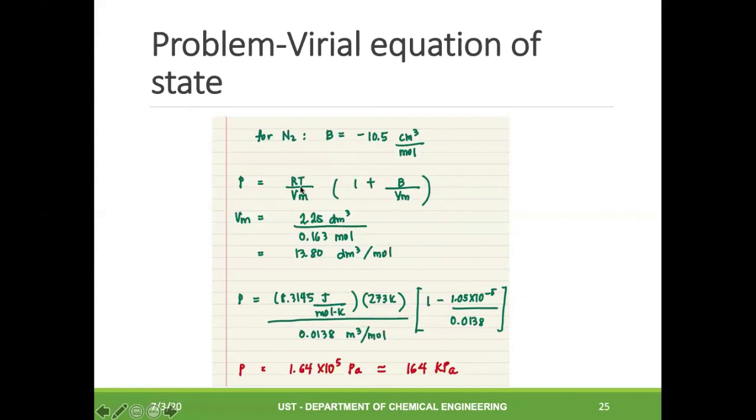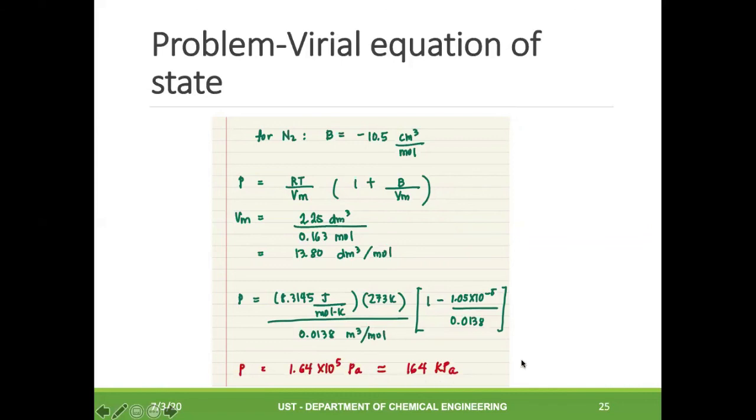Substituting in the virial equation of state to solve for pressure, R multiplied by T over Vm multiplied by 1, minus, this is negative because the value of capital B is negative 10.5, and we convert this to cubic meters per mole, so 1 minus 1.05 × 10⁻⁵ all over 0.0138. So the pressure is 1.64 × 10⁵ pascals, or 164 kilopascals.